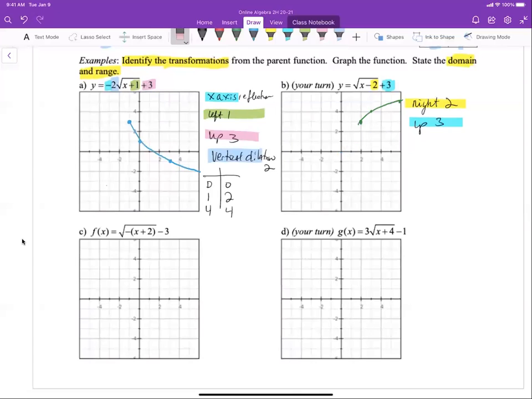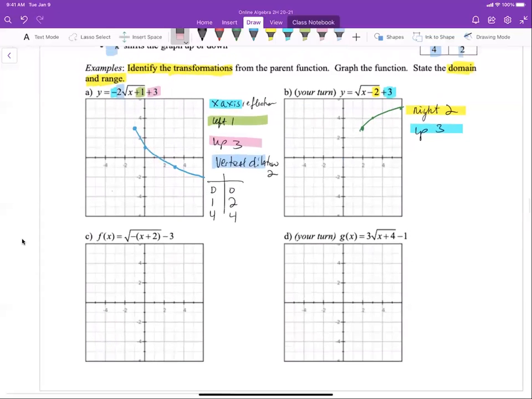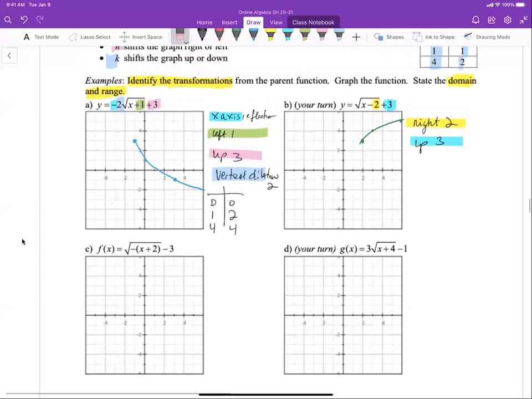Okay. All right, continuing on. Oh, wait a minute. Hold up. We had to state the domain and range. So let's state the domain and range in both cases. I'll start with B. What is the domain? The domain, what are the inputs? Well, x has to be greater than or equal to 2. And then the range, those are my outputs, which is my y, has to be greater than or equal to 3.